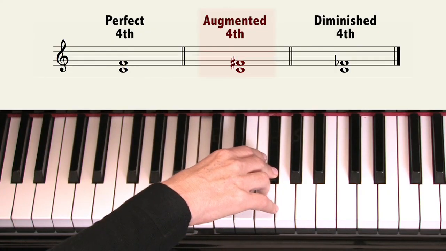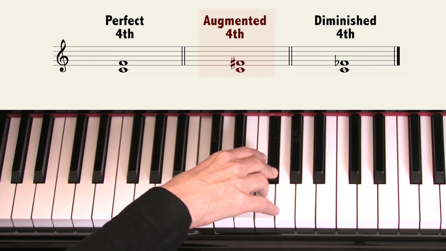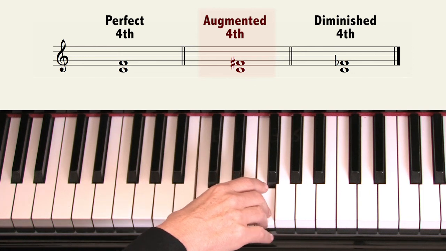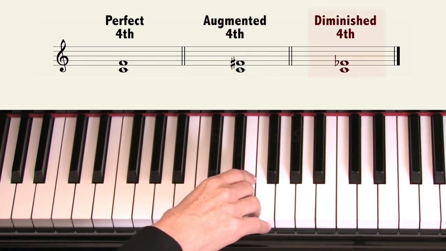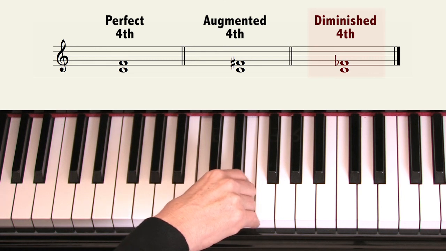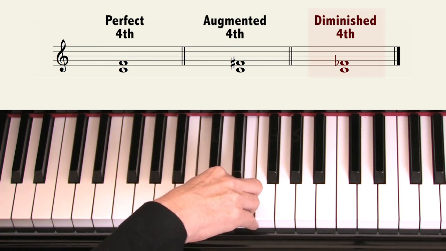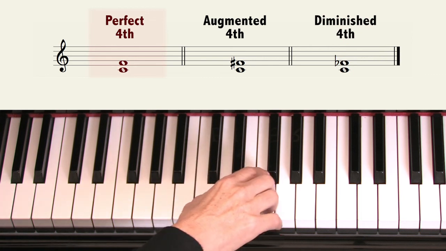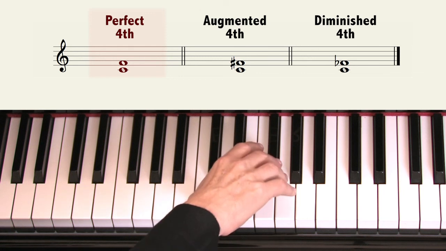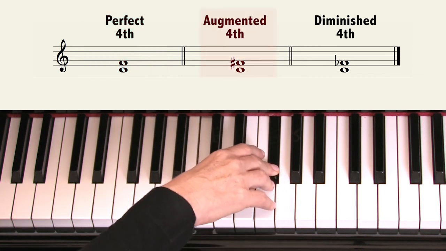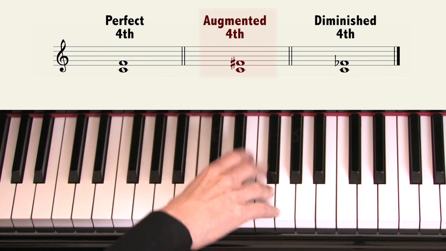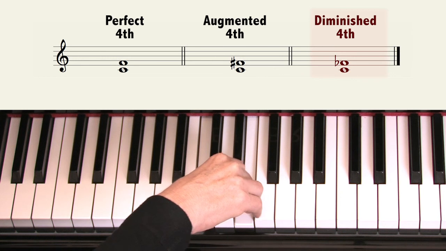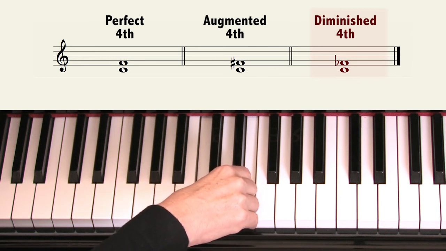It's one semitone larger than your perfect interval. If I said that that was not C to F, but C to F flat, it would become a diminished fourth. So, from your perfect intervals, if you increase them by one semitone, make them one semitone larger, they become augmented. And if you decrease them by one semitone, make them one semitone smaller, they become diminished.